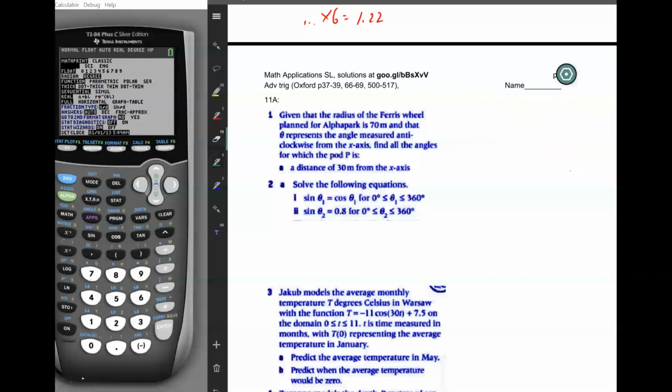Just as a reminder, at the beginning of each session with trig, make sure you set your mode to degrees, right? Okay.